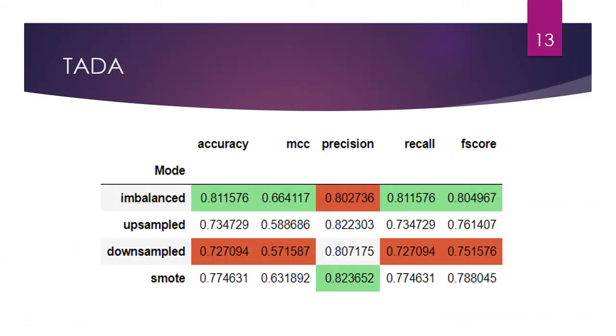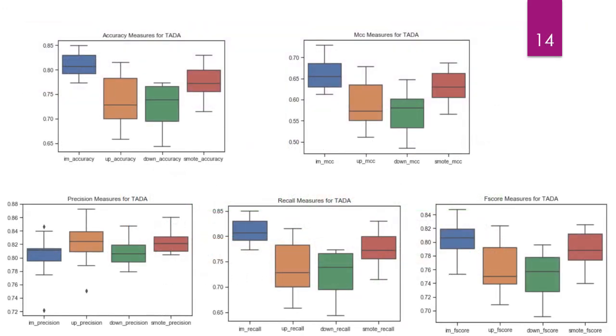Here are the results after performing predictions with TabNet on the dataset. Here we find the imbalanced dataset giving better metrics compared to all other modes, downsampling being the least. However, the precision for the imbalanced dataset is the lowest compared to other modes. Precision of the TabNet model on SMOTE data is high. Here are the box plots for the TabNet model.